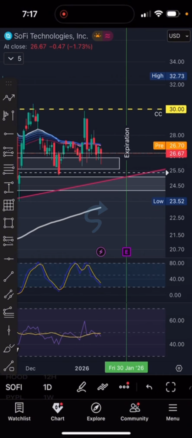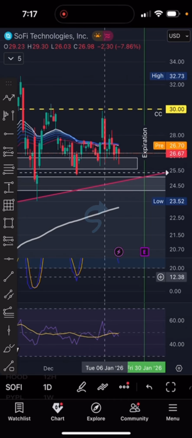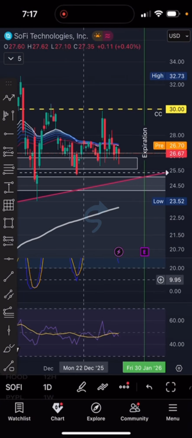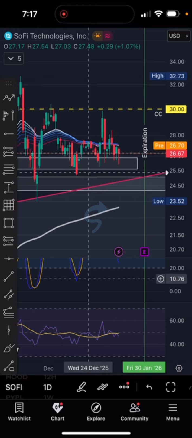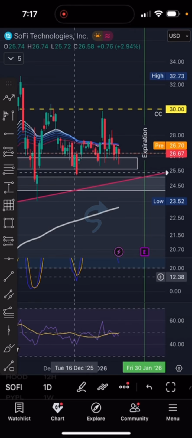Let's zoom in here so you can see it. It was all the way down here at oversold. As you see, it gives you a number on the right-hand side of 10. So this was oversold. It got all the way down here. It always comes back up. As you can see, when it was down here, right? When it was down here, it was oversold.